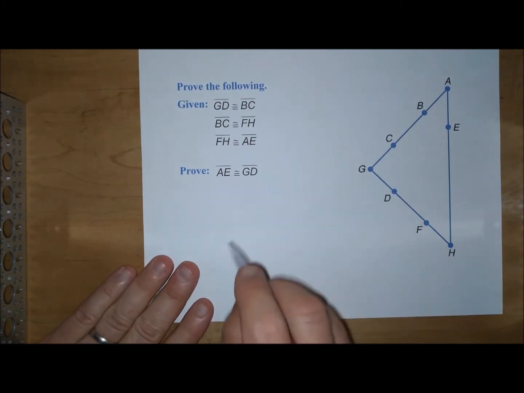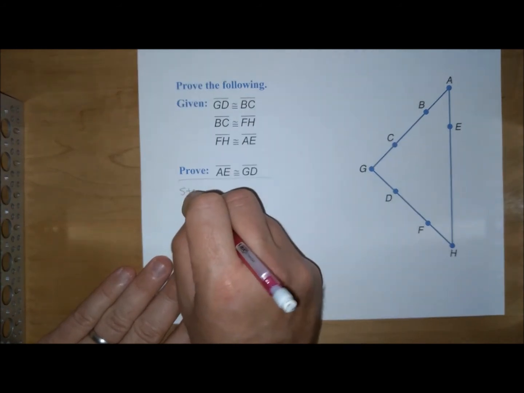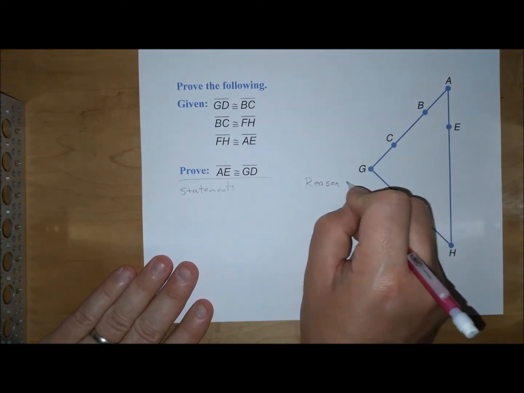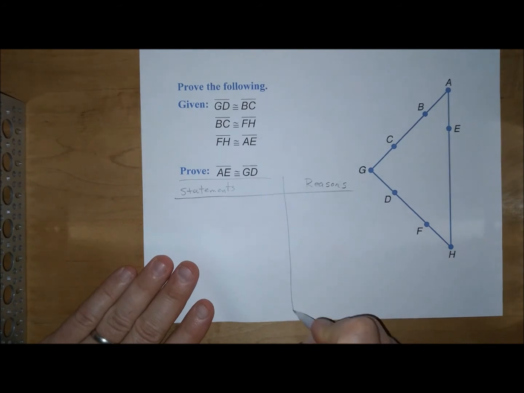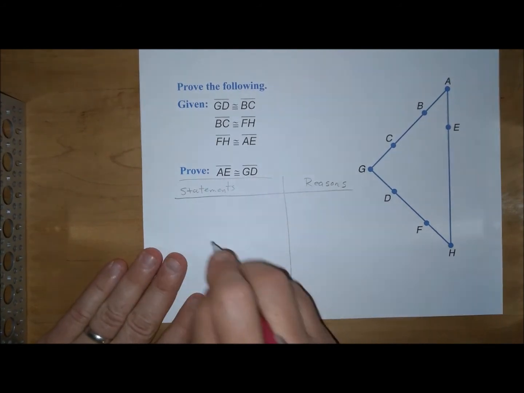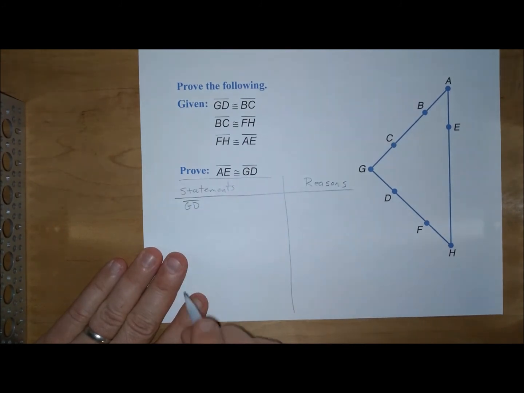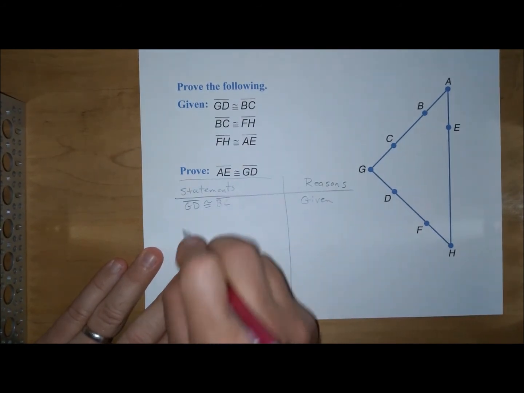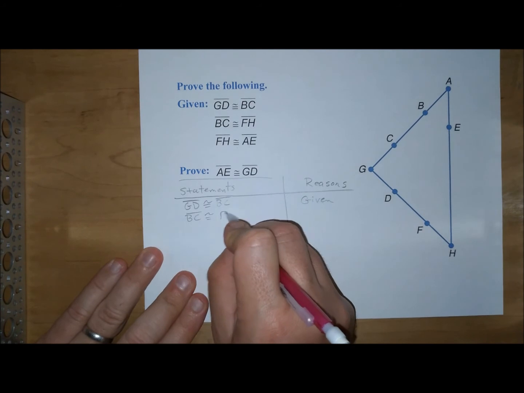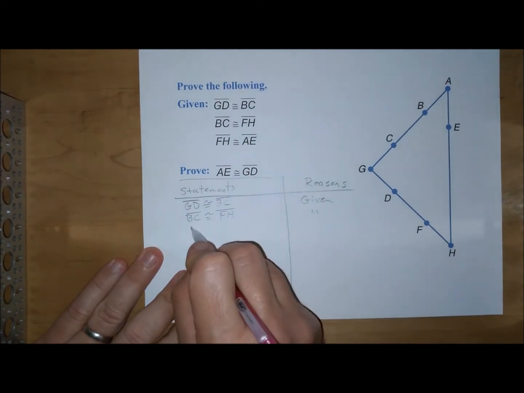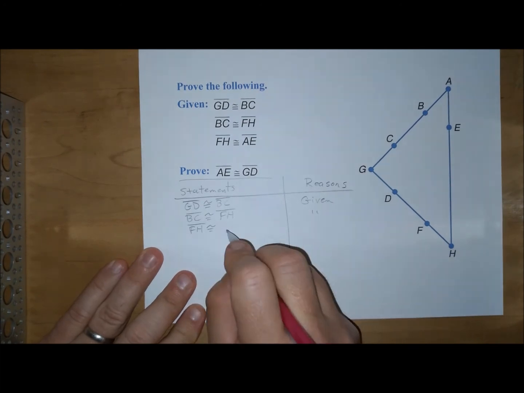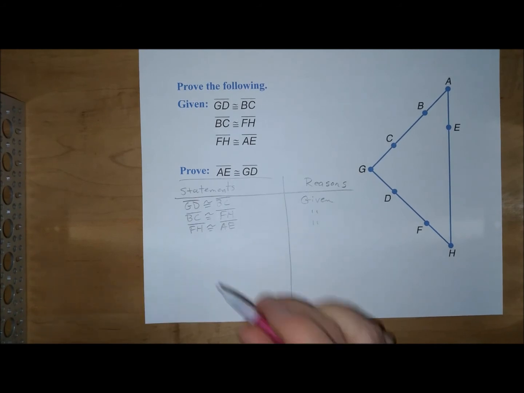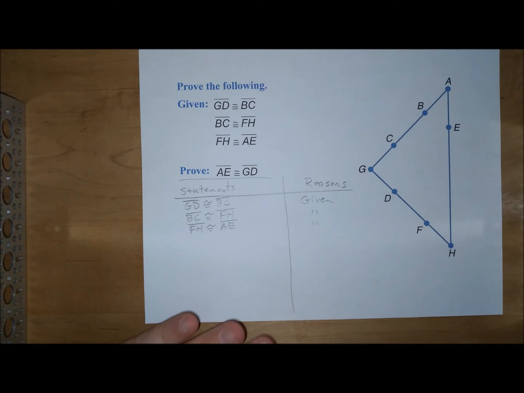Okay, so let's go ahead. This is what we're being asked to prove. We're going to make some statements, and we're going to justify each statement with a reason. Okay, and what are the first statements we always make in our proofs? We restate the given information. Okay, segment GD is congruent to segment BC, given. Segment BC is congruent to segment FH, also given. And segment FH is congruent to segment AE, also given.